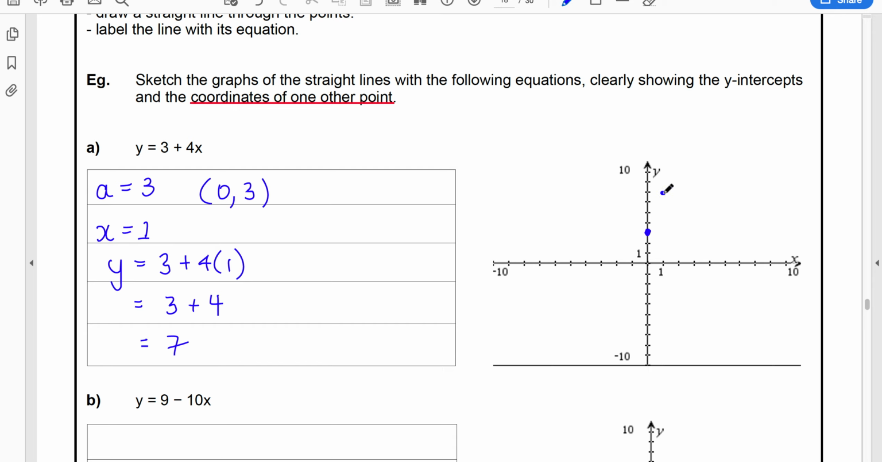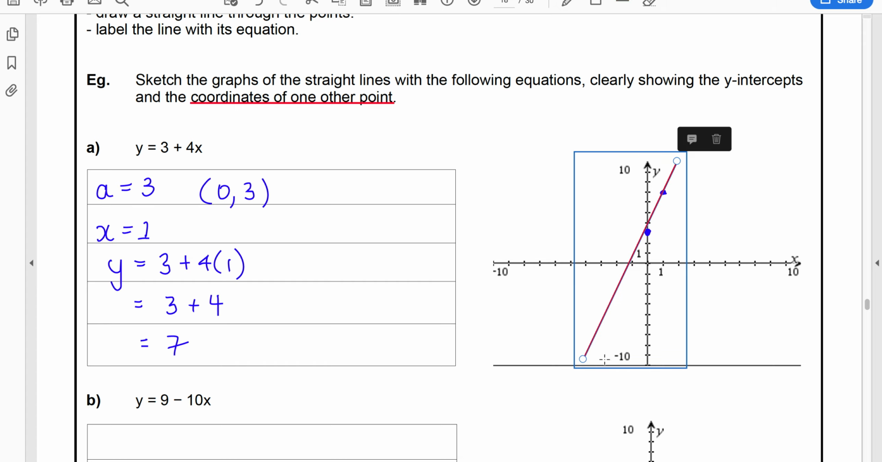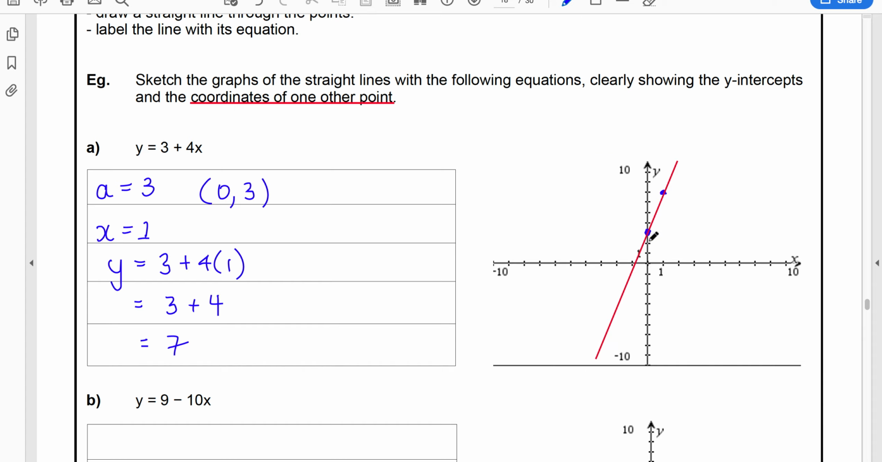Like so. And then I will connect them with my straight line. So I didn't do a very good job. Just adjust that a little bit. I'd label those two. It says clearly showing the y-intercept. You have to label it. And the coordinate of another point. So that's what I got down here. I had x equals 1, y equals 7.